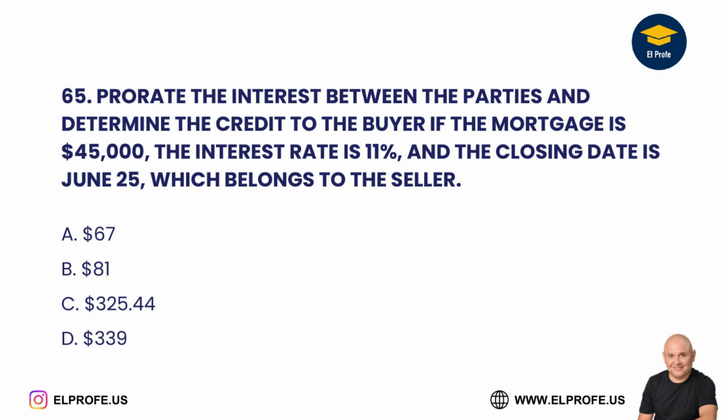Question 65. Prorate the interest between the parties and determine the credit to the buyer if the mortgage is $45,000. The interest rate is 11%, and the closing date is June 25th, which belongs to the seller.